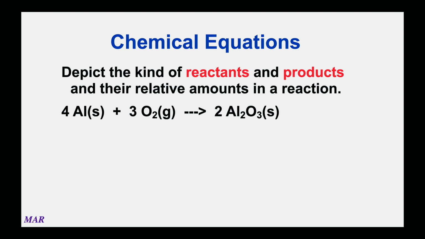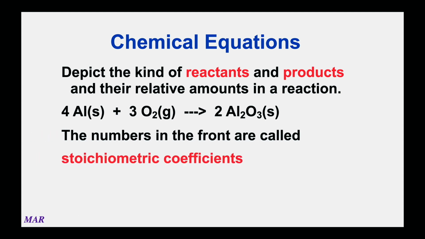So we need to know the terms reactants and products, and we also need to know how much of each of them to add to make a successful reaction. And you can probably imagine that's what those numbers are for in front of those different things. Those numbers in front of the aluminum, the oxygen, and the aluminum oxide are called stoichiometric coefficients. And you don't have to spell that by any means. Anyway, spelling was always weird for me.